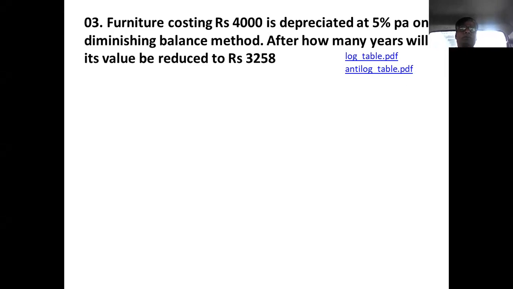Furniture costing rupees 4,000. Cost of furniture is 4,000. Furniture cost is 4,000. It is depreciated at 5% per annum. Cost of furniture 4,000. Depreciation rate is 5% diminishing balance method. After how many years will its value reduce to rupees 3,258?